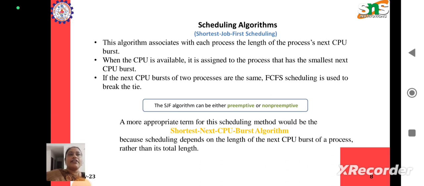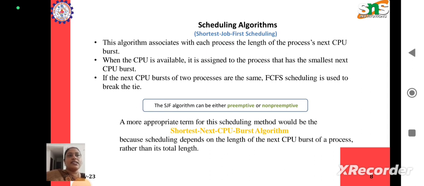So that means if two processes having the same length are waiting for the CPU, then the shortest job rule cannot separate them, as they both have the same length. So in that case, FCFS, that is, first come first serve scheduling from the previous lecture, will be used to break the tie. That means the one that arrived first will be the first one to get the CPU, and the next one will get it after that. That is how the tie is broken.